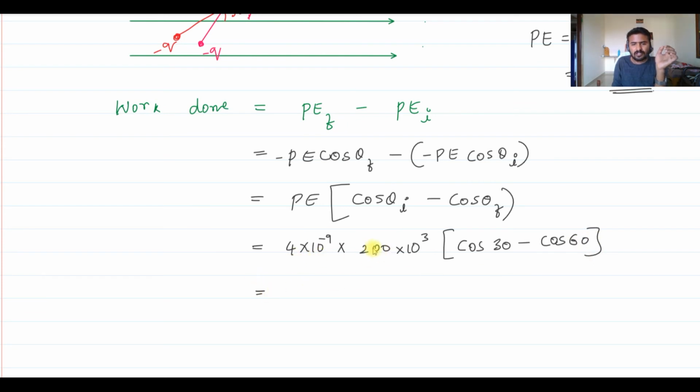How much do we get here? 4 2s are 8. 8 into 10 to the power of minus 4 it will be, right? Because this 200 can be written as 2 into 100. And the 100 into 10 power 3 is 10 power 5. 10 power 5 into 10 to the power of minus 9 is 10 power minus 4. Okay. And this 2 into 4 is 8. Remaining cos 30. Cos 30 is how much? Root 3 by 2. Minus cos 60 is how much? 1 by 2. Alright. So what do we get?